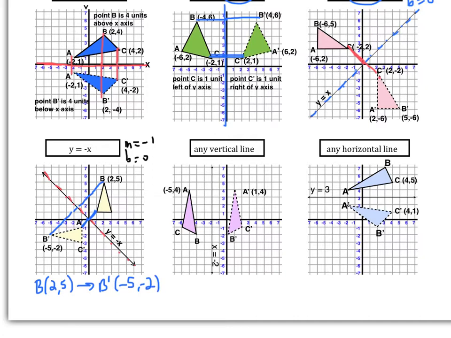And this is helping us to come up with our rule. If you notice that if this is x and this is y, our rule would be to say we want to switch the x and the y and change their sign. So it would be negative y, negative x.